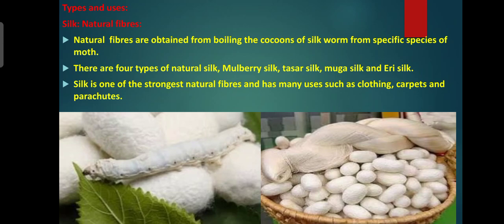After this, the caterpillar completely covers itself with the fiber and turns into a pupa. This covering is known as a cocoon. The silk moth further develops in the covering called the cocoon. The silk fiber is obtained from the silk moth cocoon. Silk is one of the strongest natural fibers, with many uses such as cloth, carpet and parachutes.